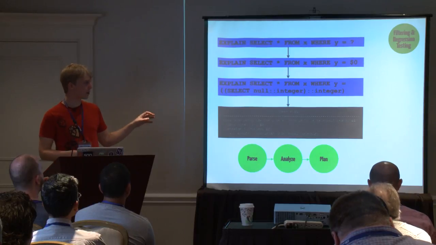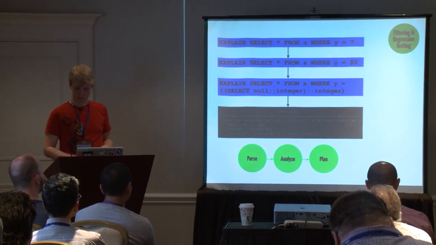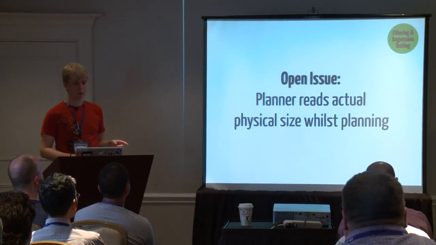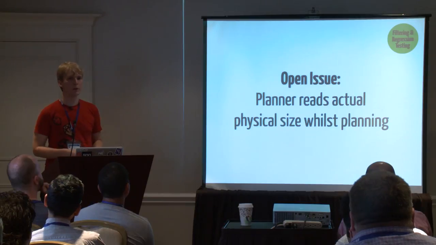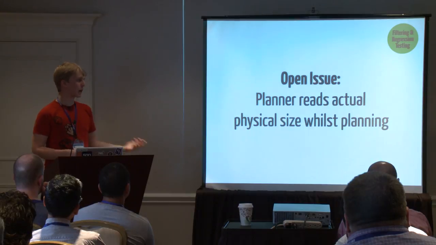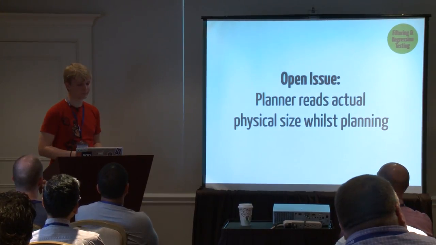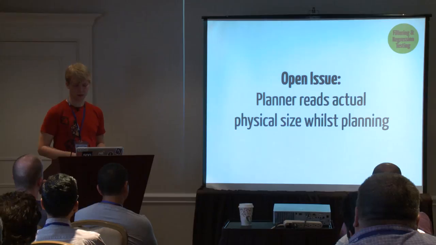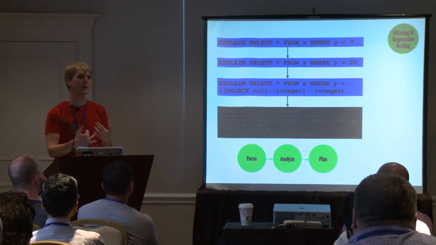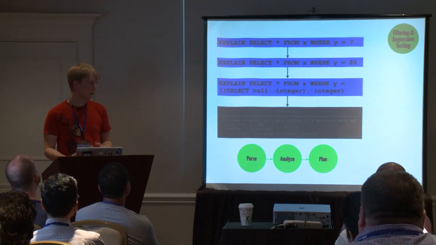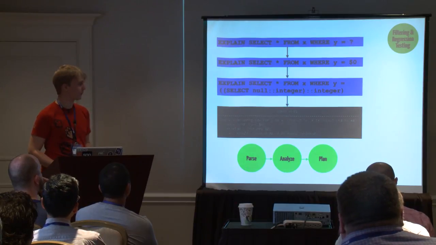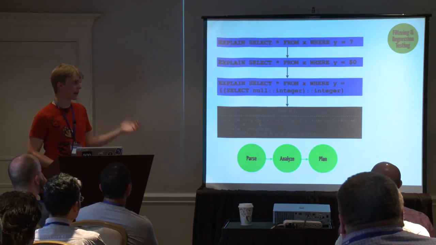So again, there are some issues here. There's a big issue with this right now, which is that the planner actually reads the physical size while planning. So ideally, it would only rely on the catalog tables, which you can insert into. But the problem is it actually goes to the physical stuff. Ideally, we would patch that to not have this issue. What happens then is that the costs are always too low, or it might actually choose a sequential scan because it thinks the table is tiny. But again, the idea here is you can explain pg_stat_statements data, right?